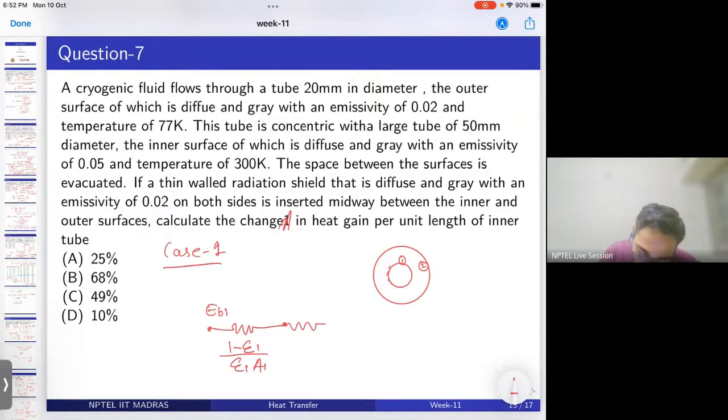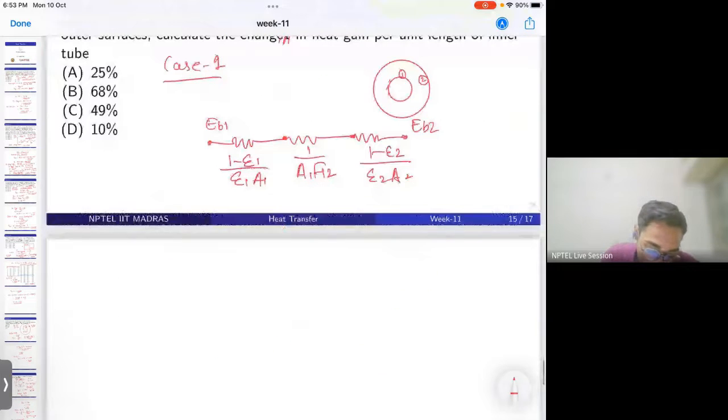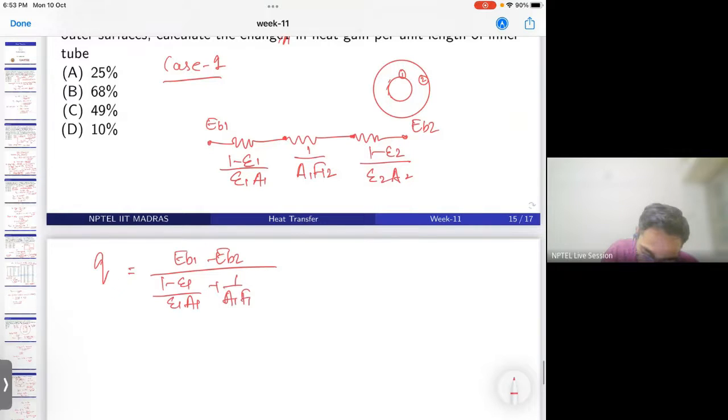Then we have the view factor resistance, 1 by A1 F12. Then we have the surface resistance for surface 2, that is (1 minus epsilon 2) divided by epsilon 2 A2. So the net heat transfer Q will be (EB1 minus EB2) divided by [(1 minus epsilon 1) by epsilon 1 A1 plus 1 by A1 F12 plus (1 minus epsilon 2) divided by epsilon 2 A2]. So we can find out each term.